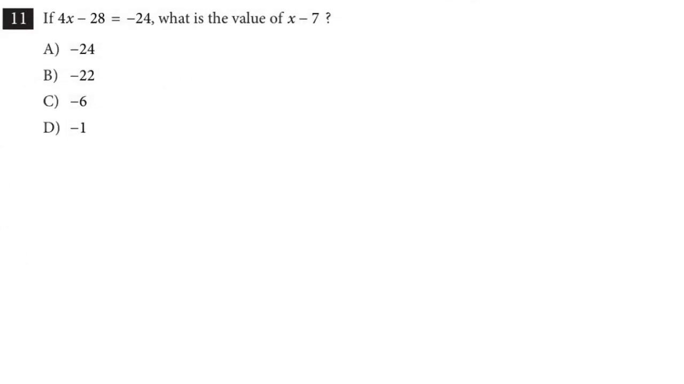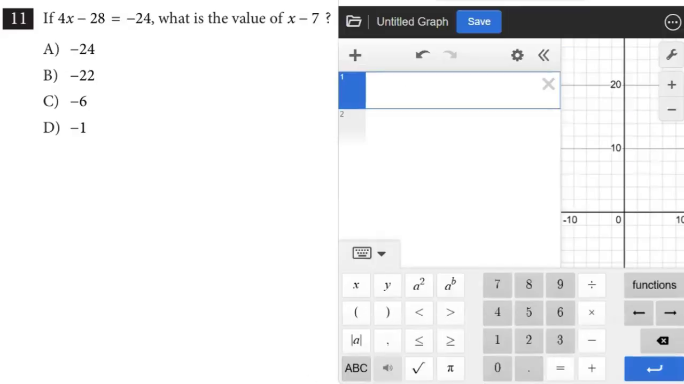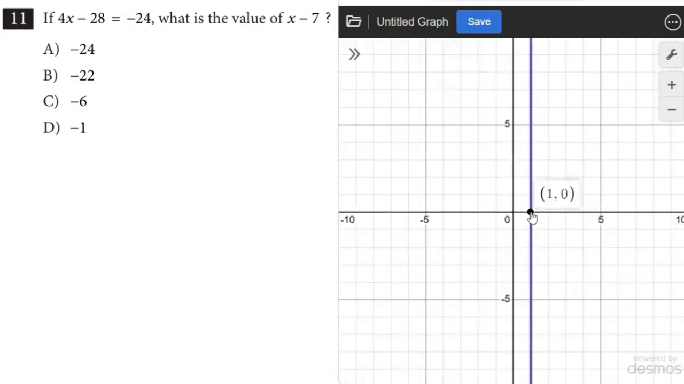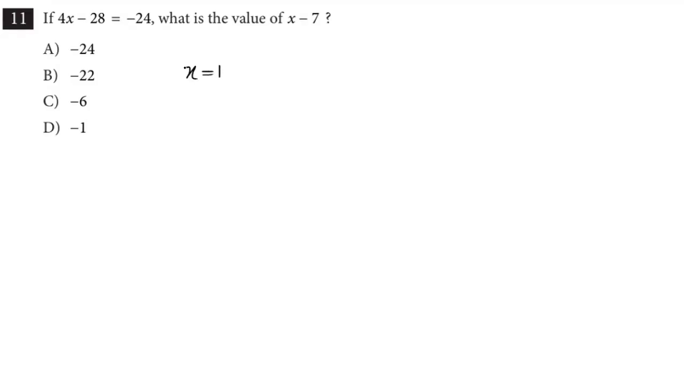Question 11. If 4x minus 28 equals negative 24, that's the linear equation. What is the value of x minus 7? I can use my calculator to solve any linear equation. Let's see. That's going to be 4x minus 28, and put it equal to negative 24. Let's take what's the solution. The x-intercept is the solution. So I can see that x equals 1 is the solution to this equation. But I need the value of x minus 7. So 1 minus 7 is going to be negative 6. So C is the correct answer.